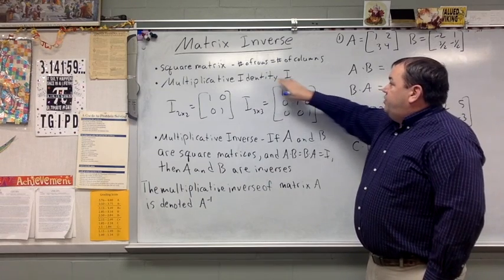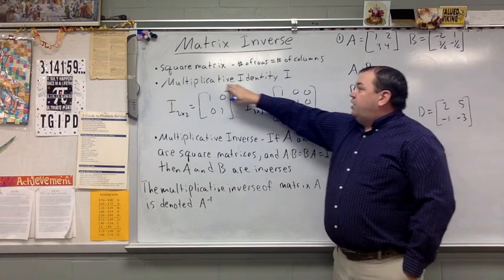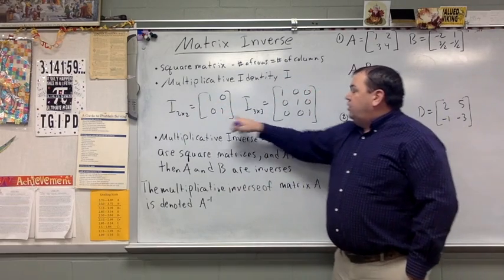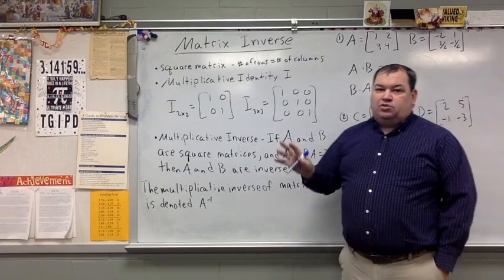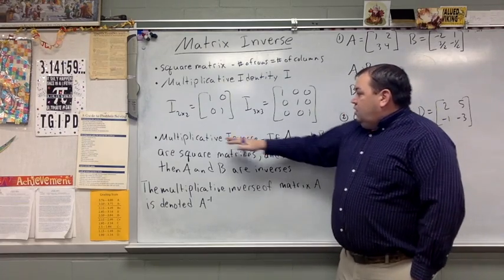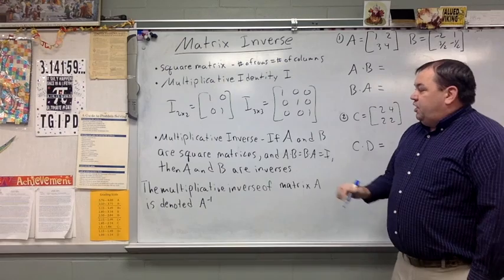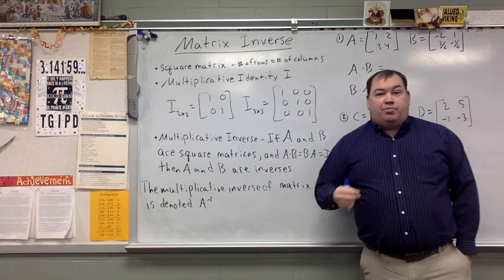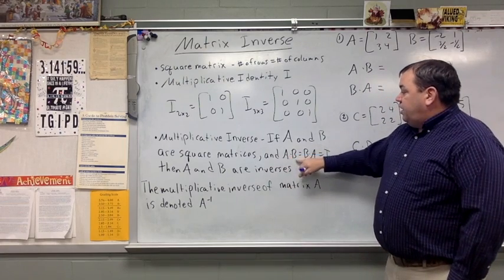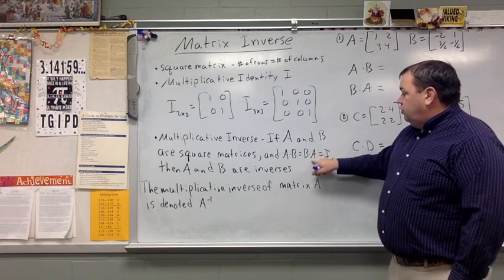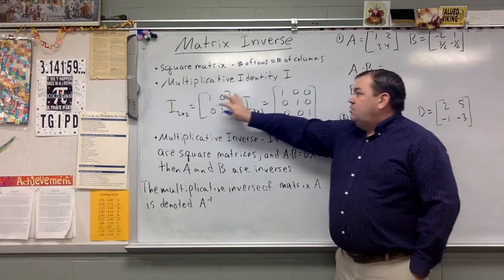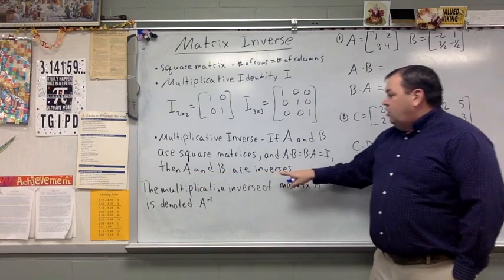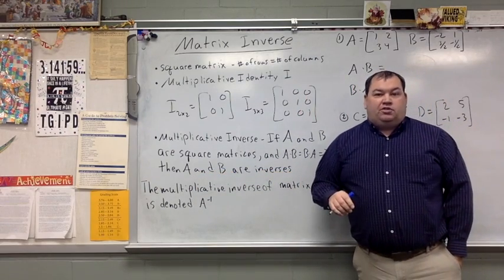We also have to talk about this idea of a multiplicative identity. An identity would also be a square matrix with ones down the main diagonal, zeros everywhere else. What we're looking at today is a multiplicative inverse. So here's how it's defined. If A and B are square matrices, and I multiply A and B, and it doesn't matter which order, and I get one of these multiplicative identities, then A and B are multiplicative inverses of each other.